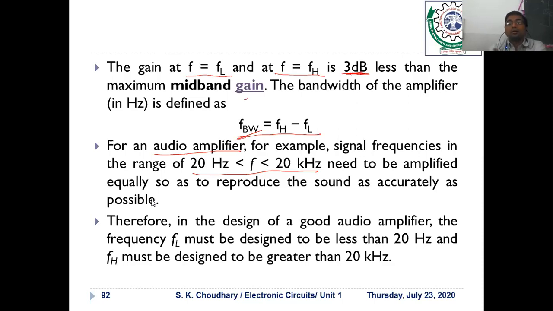I think the concept is clear now: what the frequency response is and what the range of frequency is here.